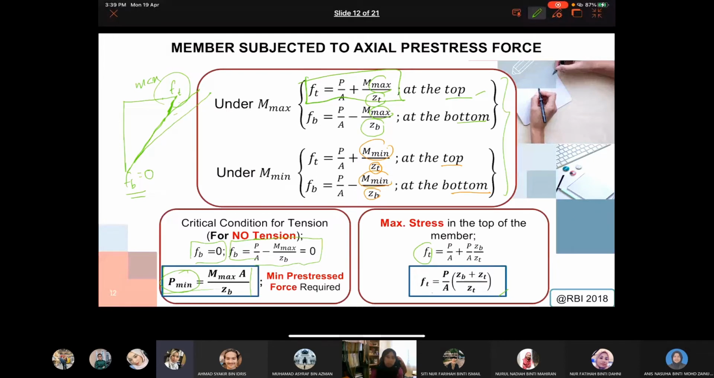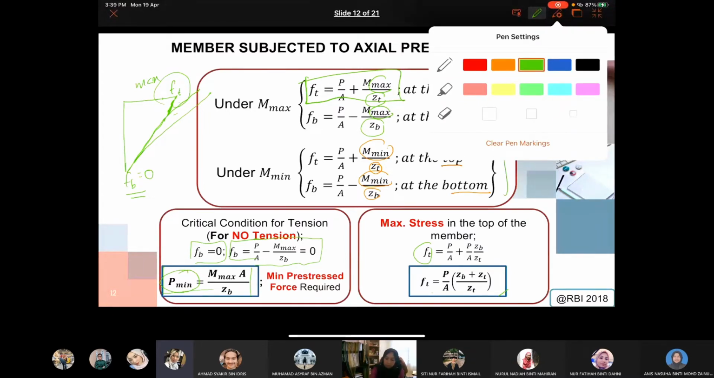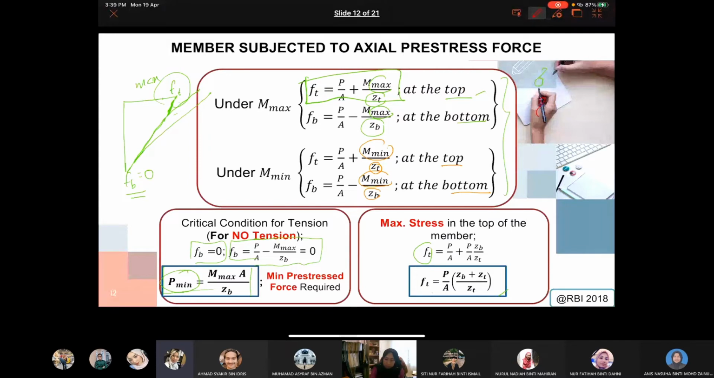So please don't get yourself confused. When we say stress, it could be the symbol of sigma, stress, and it could also be the symbol F. So it's the same, it's still a stress. Then you have the top and bottom.